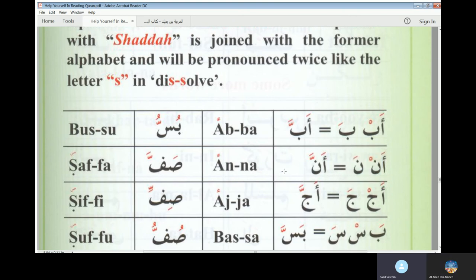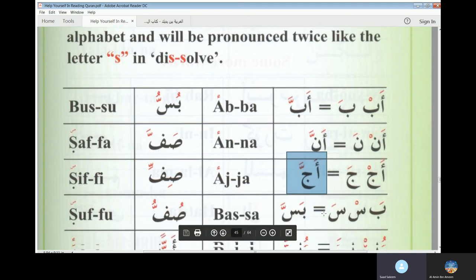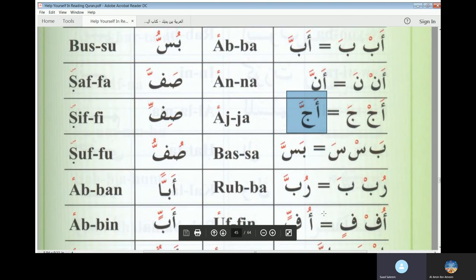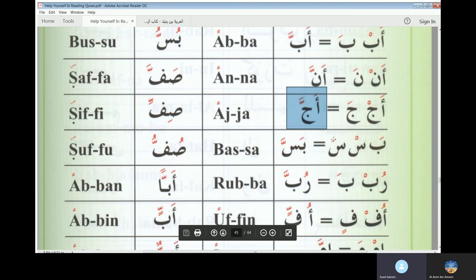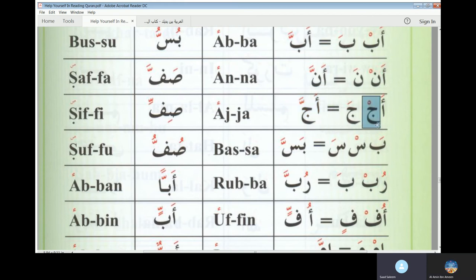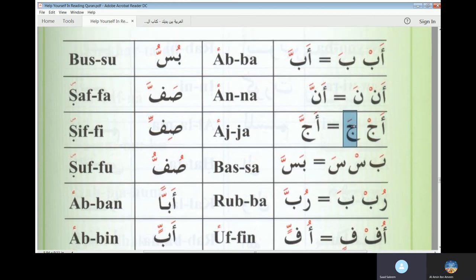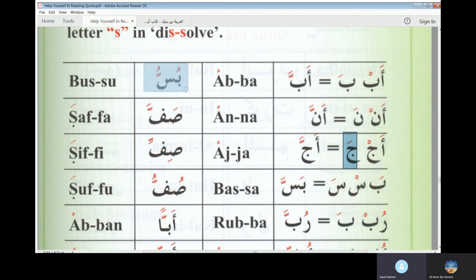How many jim are present in this word? Two. Symbol on first jim? Sukoon. Second jim? Fatha. How many fa are present in this word? Two. Symbol on first fa? What is the symbol on first fa?